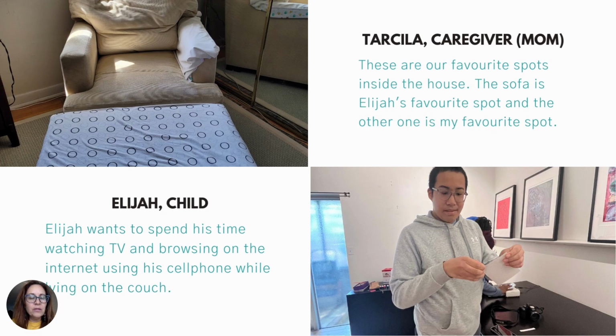In this particular one, I'll just comment that Elijah, I'm sorry, I don't have all the ages, took a picture of his couch. And Elijah is autistic with limited verbal skills. And you can see that he took this picture because he explained to us that he enjoys watching TV and browsing the internet using his cell phone while lying on his couch in his home. So this is a special place for him, and he was very proud to share this image with everyone.